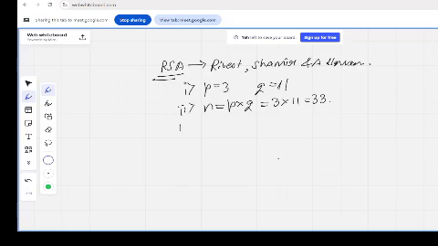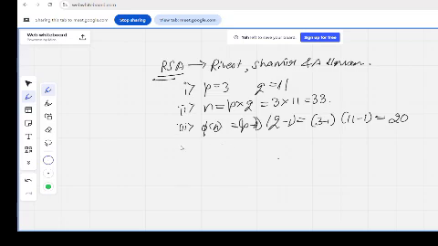Now in the third step, you have to calculate phi n, and how can we calculate phi n? We can calculate using p minus 1 into q minus 1. So what is p? p is 3. 3 minus 1 is 2, and q is 11. 11 minus 1 is 10. So what will be the output? Here it is 20.